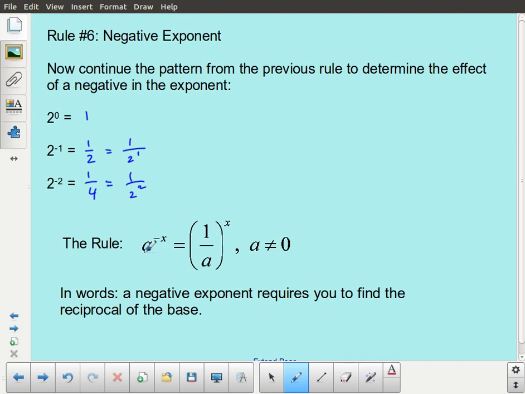And so any exponential like this, a to the negative x, can be written as 1 over a to the x. And that's the same as 1 over a to the x written this way. So this is 1 over a, all to the x. That also works as well.